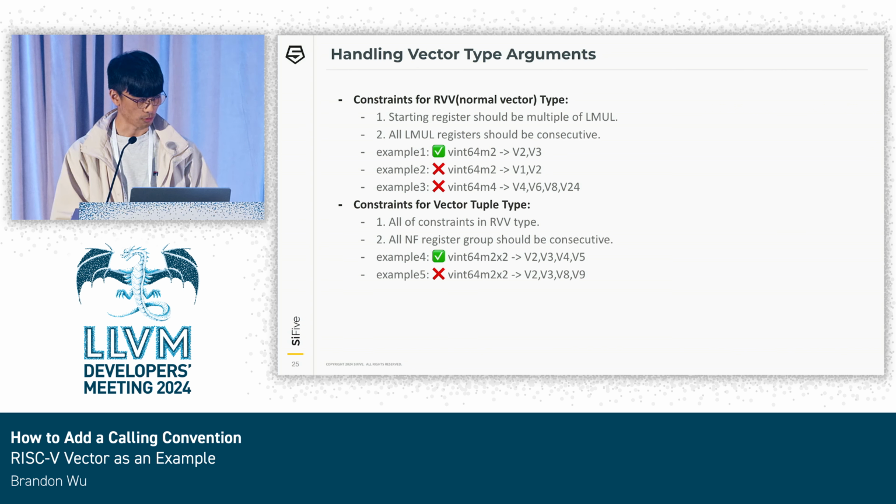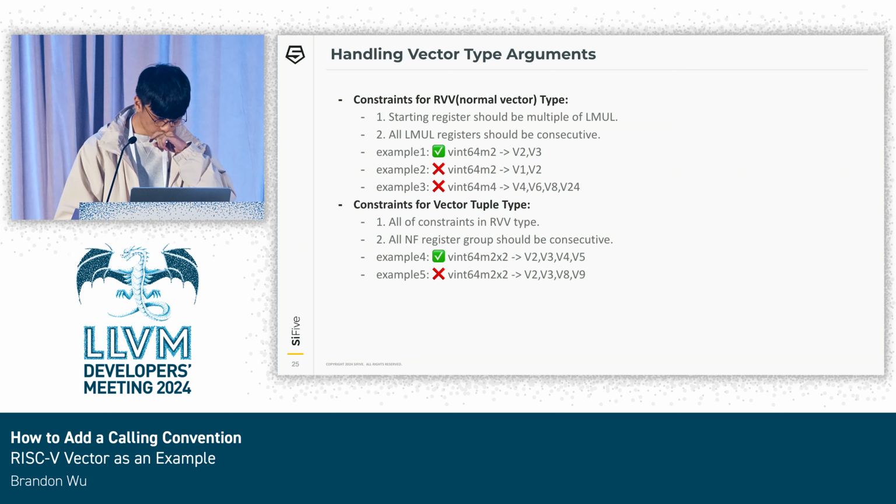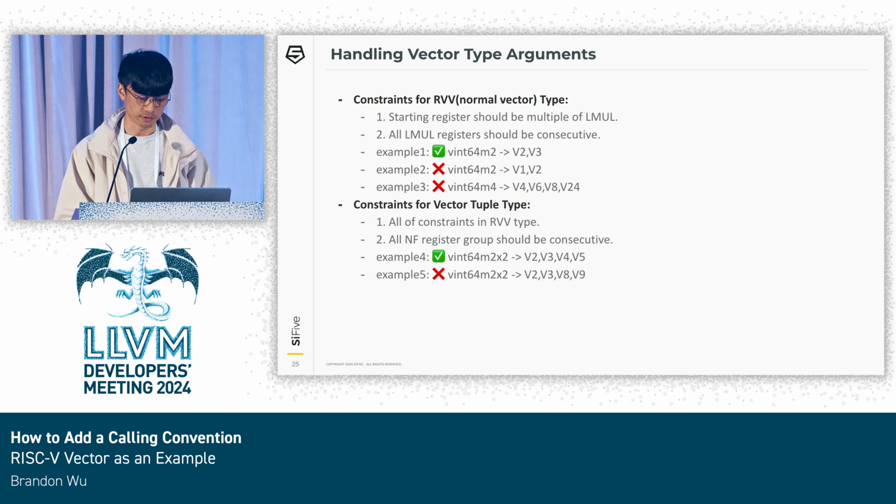In example 1, we have LMUL equals 2, and we have V2 and V3 for this type, which is valid, since the starting register is V2 and is a multiple of 2, and V2 and V3 are also consecutive. However, in example 2, although V1 and V2 are consecutive, the starting register is not a multiple of 2.